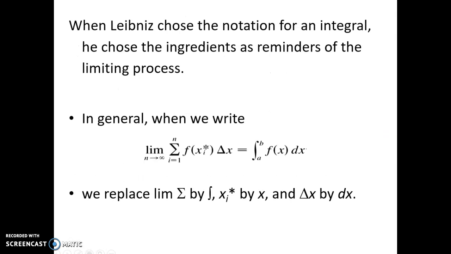When Leibniz chose the notation for the integral, he chose the ingredients as reminders of that limiting process. So in general, we write the Riemann sum as just the definite integral. We replace the sigma notation with the elongated S. We replace the x sub i star with just x. And we replace delta x with dx when we change from a Riemann sum to a definite integral.